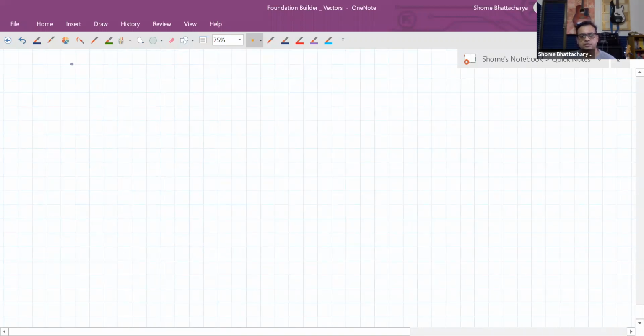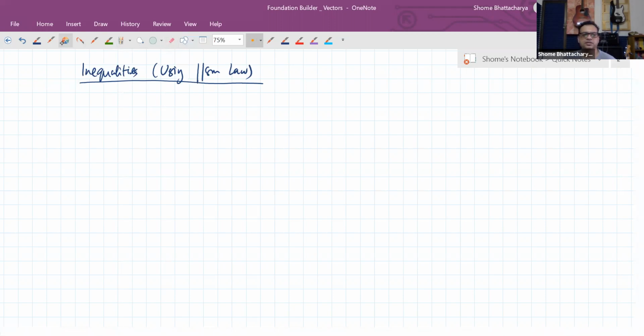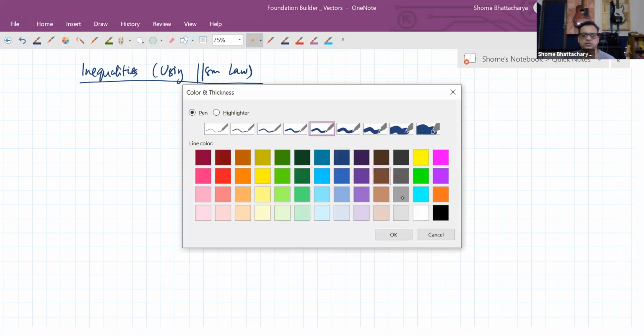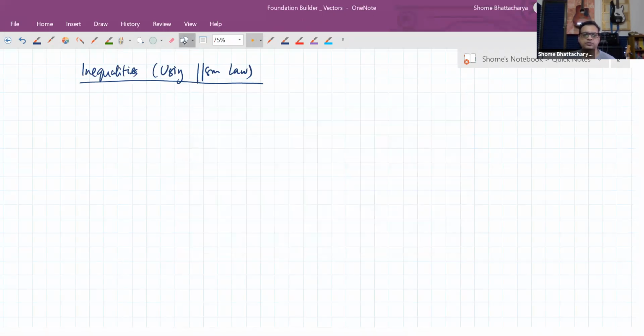So next case we will discuss inequalities using parallelogram law. For this we will compare the situation of three parallelograms. One having the angle between the two vectors as 90 degrees.